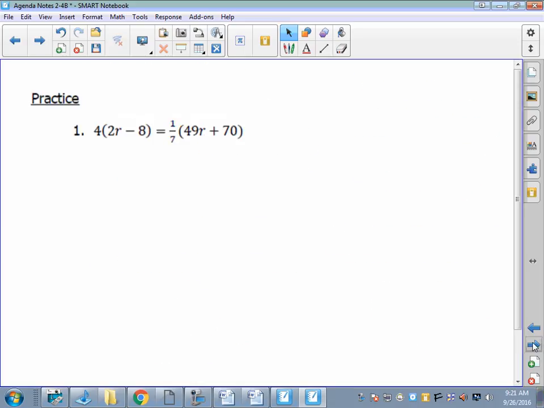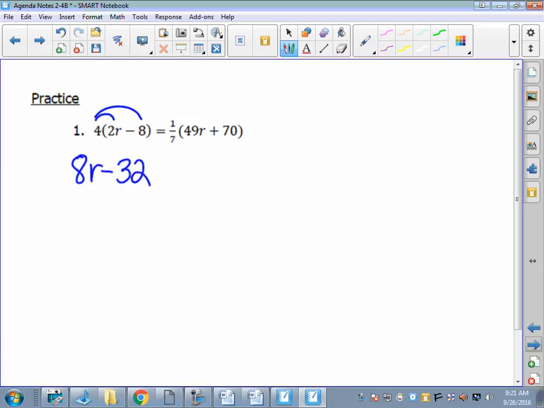All right, so let's talk about this first problem. This one actually looks a lot like our last practice problem because the first thing I see is that 1/7, but I also see parentheses for distributive property. This may take care of itself. So let's go ahead and distribute first, see what we can do. So I've got an 8r minus 32. If I distribute over here, even though 1/7 times 49r is a little ugly, if you figure it out on your calculator or you know your times tables, that's just going to be a 7r plus 10.